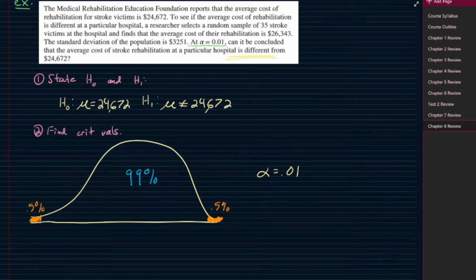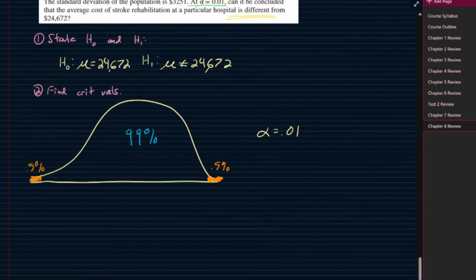Right now our graph adds up to 100%. Our alpha is 0.01. Wait, yeah, 0.01. So as a decimal, that would be 0.005, right? If you cut 0.01 in half, that's 0.005. And 0.005 plus 0.005 is the 0.01 that we have for our alpha. And so this will help inform us on coming up with the critical values.